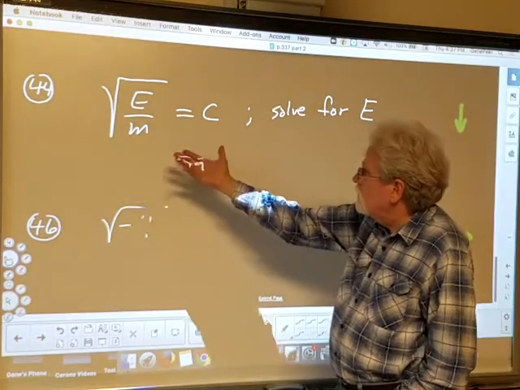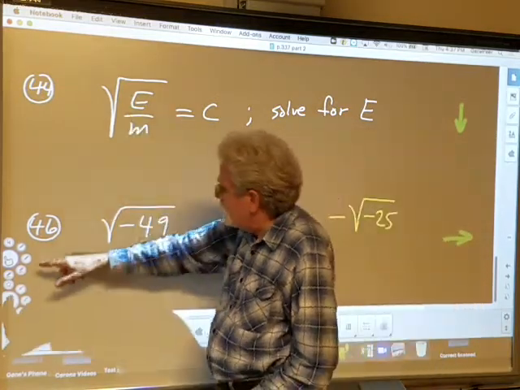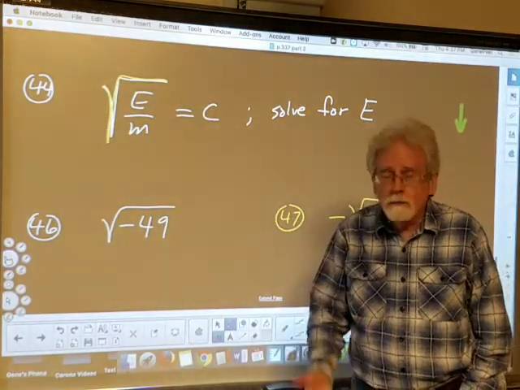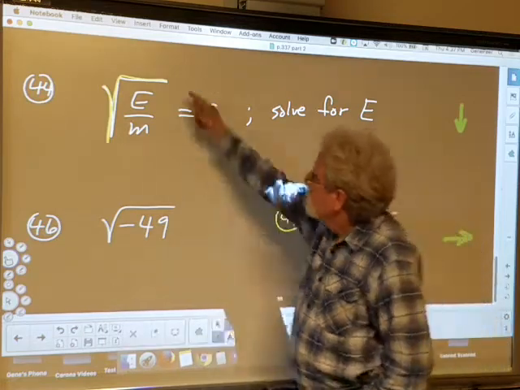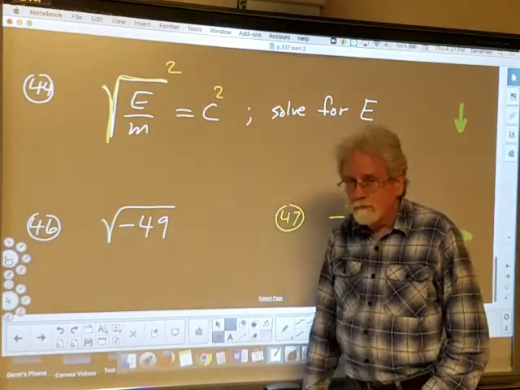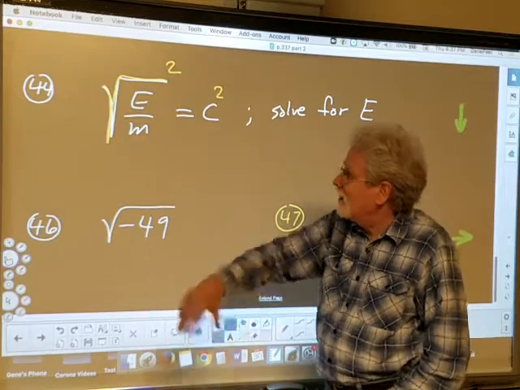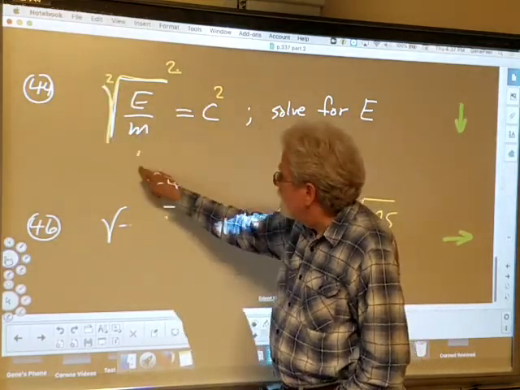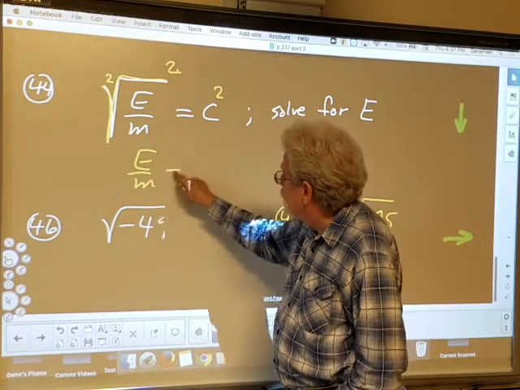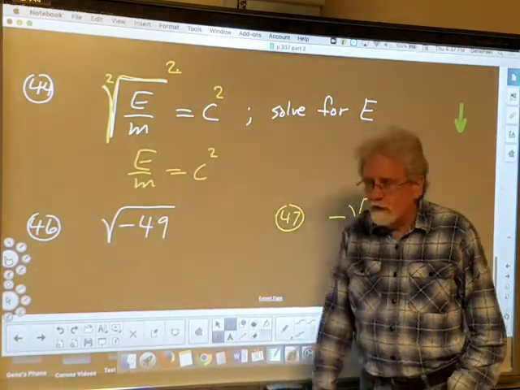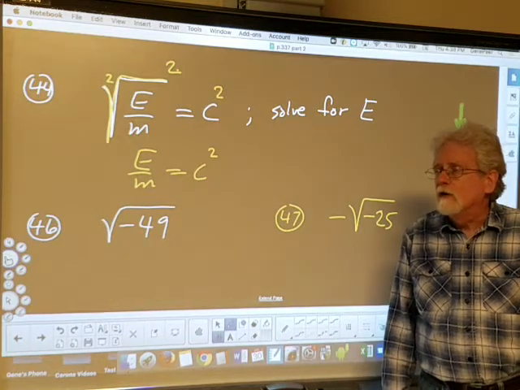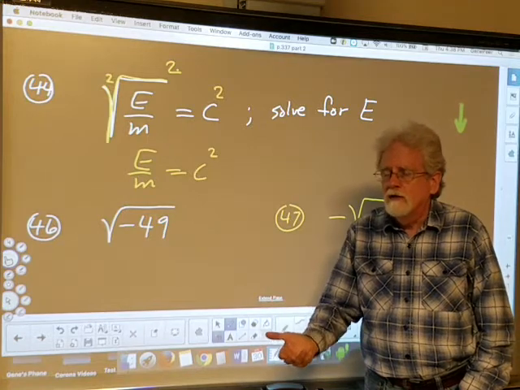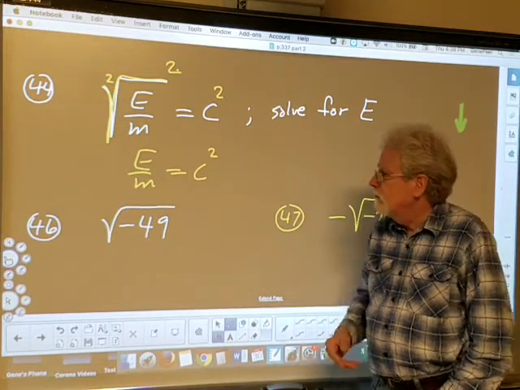What's the first thing we see here that's in the way of e being by itself? This nasty radical. How do I get rid of any nasty radical? Square both sides. Square this side, square that side. Why? Because once again, a square and a square root cancel each other out. I'm left with e over m equals c squared. And suddenly it starts to look a little more familiar. One of the most famous equations in the history of man, discovered by Albert Einstein himself.